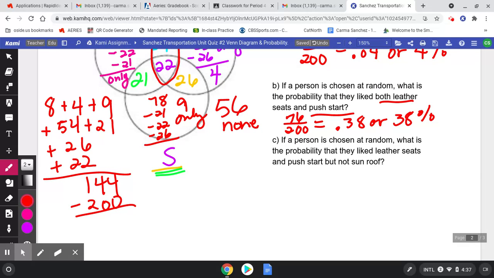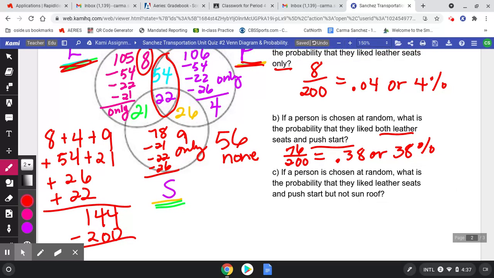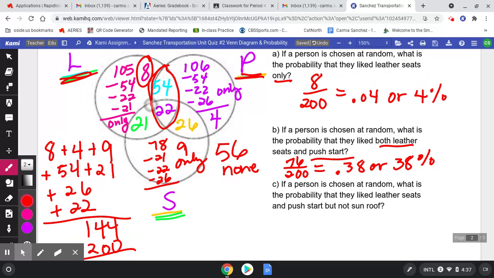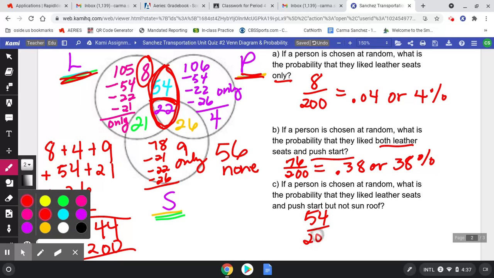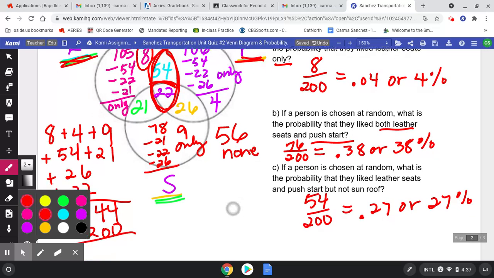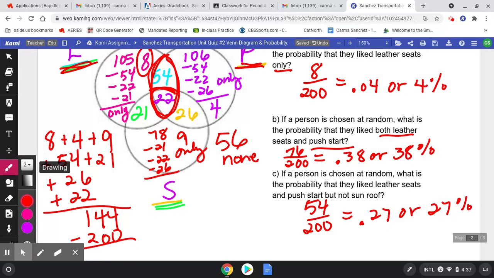Finally, if a person is chosen at random, what's the probability to like leather and push start but not sunroof? So this time it is still this intersection, but not sunroof. So not the middle piece. So this time it's only the 54. So we're going to go 54 over 200 is your fraction. 0.27 or 27%.